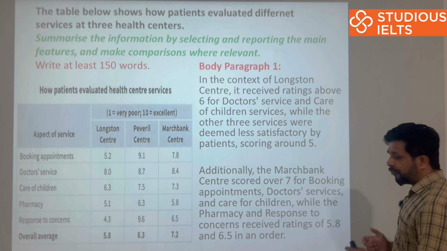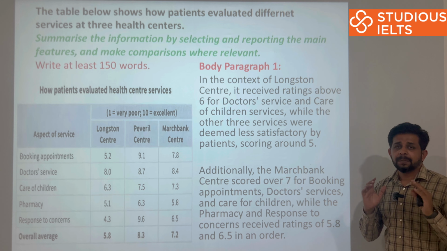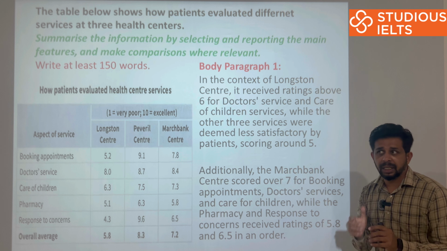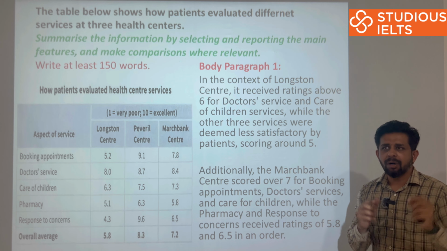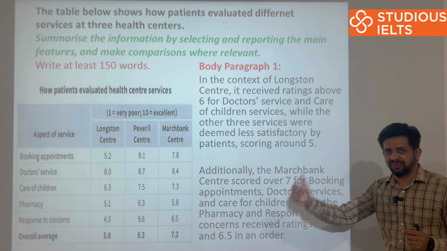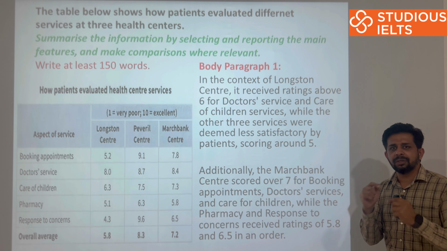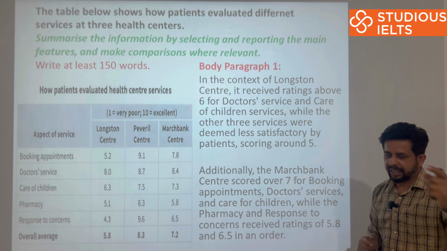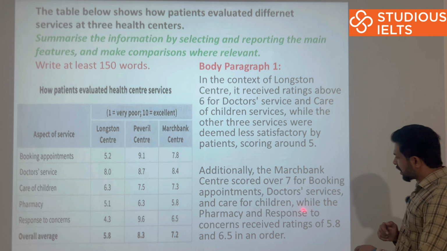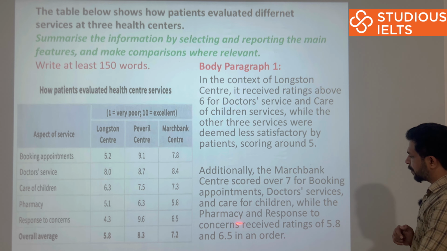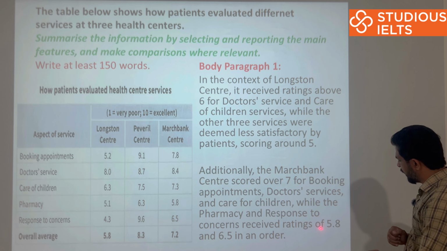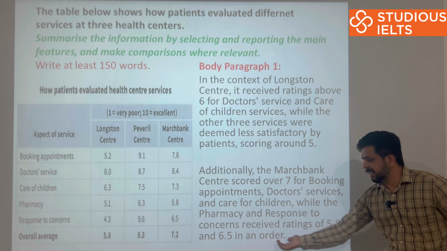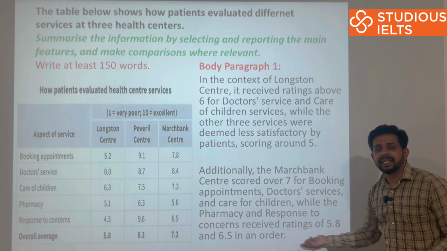And if you are doing that specifically in task 1, please learn how to make things in an order, because orderly sentences are rated differently. If you are able to put that together in the right sequence, it is going to get you additional credit for your writing. Like this: while the pharmacy and response to concerns received ratings of 5.8 and 6.5 in an order. So sometimes we write respectively here, and sometimes we write in an order here.